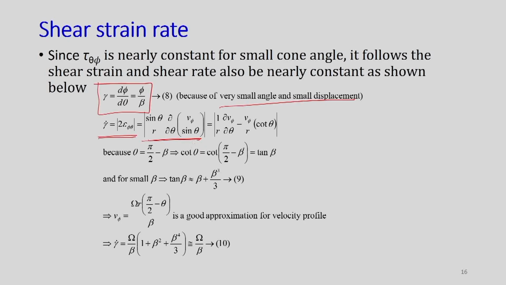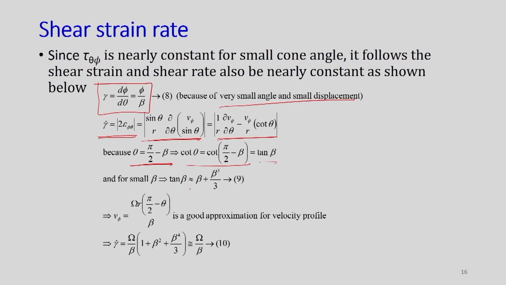Okay. Now, if you rearrange this equation, differentiate and simplify, we will get 1 by r dou v phi by dou theta minus v phi by r cot theta. Because in this case theta is pi by 2 minus beta. Because that is the lower edge, the angle is beta. So in terms of theta, you write that as pi by 2 minus beta. Under such conditions, cot theta is equal to cot of pi by 2 minus beta, which is equal to tan beta.